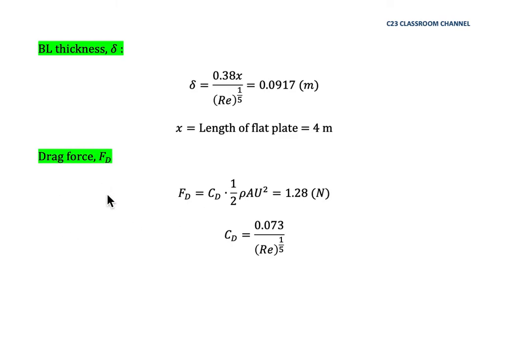To calculate the drag force, this is the common equation for the drag force, C_D times 1/2 rho A U squared, and we substitute the value of C_D. We get this C_D from the von Karman solution with the 1/7 power law, where u over U is equal to y over delta to the power of 1/7. We get 0.073. We already discussed this in a previous lesson. After we substitute, we get 1.28 Newton.